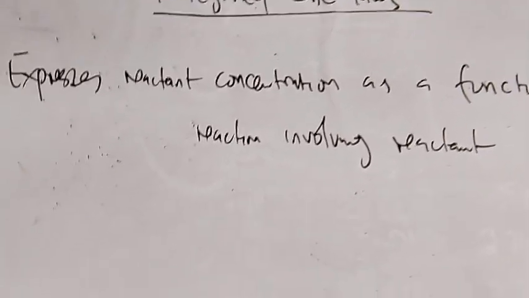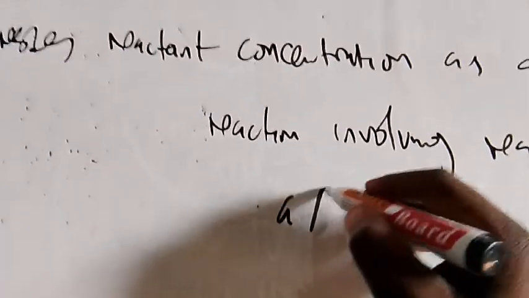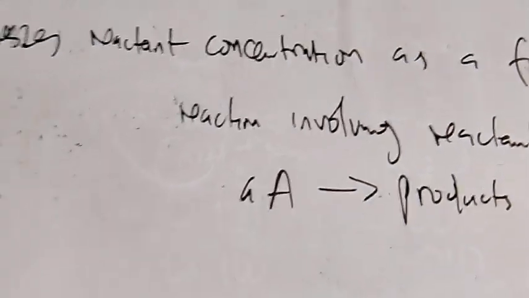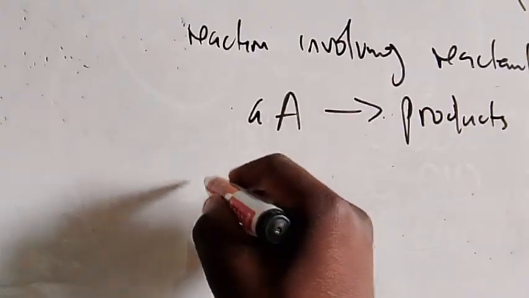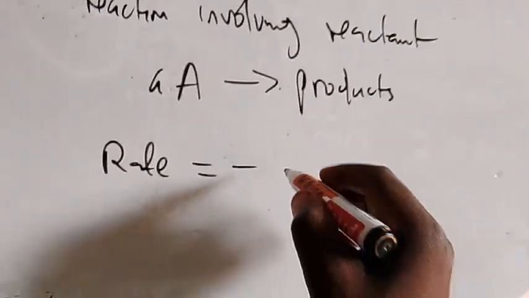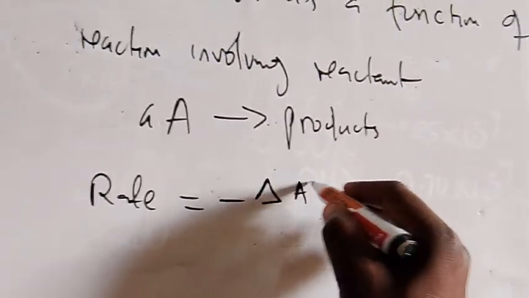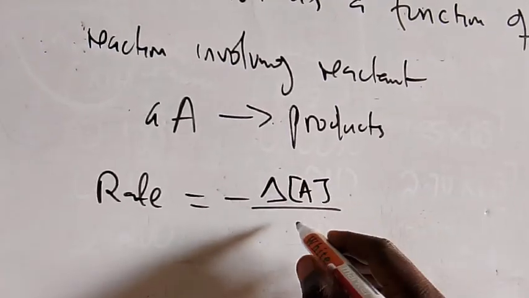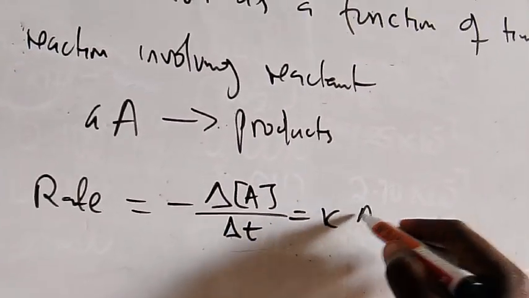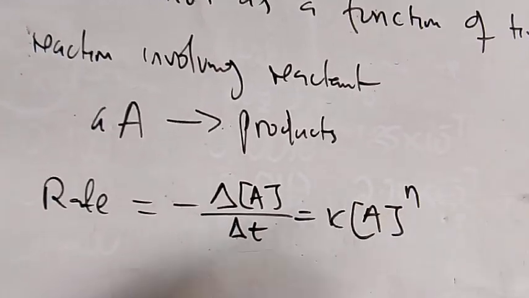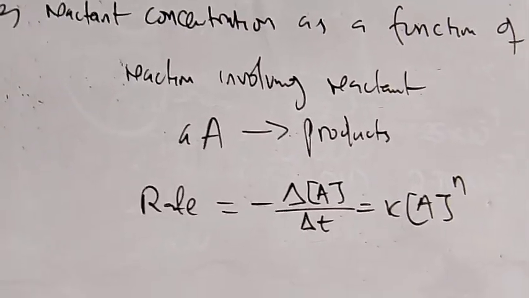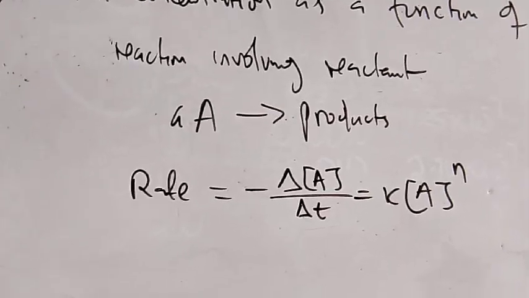So we have A forms products. The general rate law for this reaction will be negative delta A over delta T, which is equal to k times A to the power n.